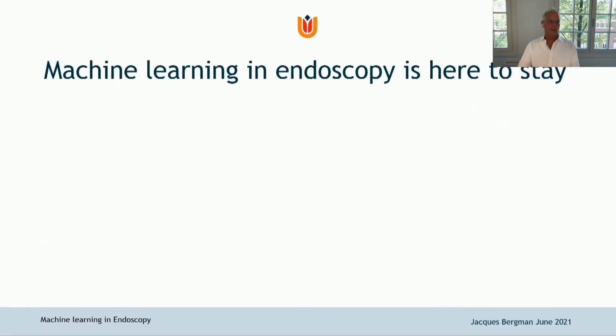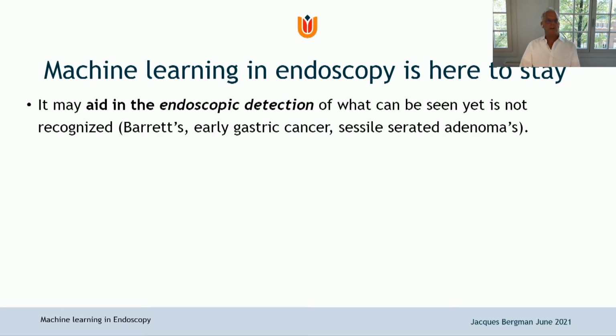So machine learning in endoscopy for sure is here to stay. My lecture was focused on having machine learning help you in the endoscopic detection of what can be seen, but is not necessarily recognized by every endoscopist. So subtle early Barrett's cancers, early gastric cancers against the background of atrophic gastritis, or sessile serrated adenomas.